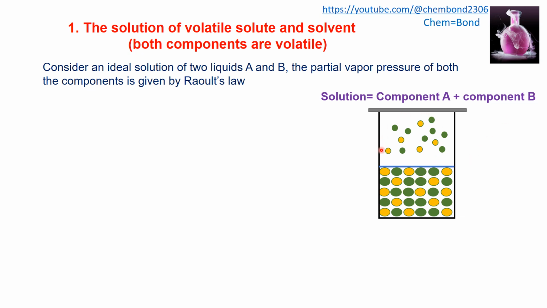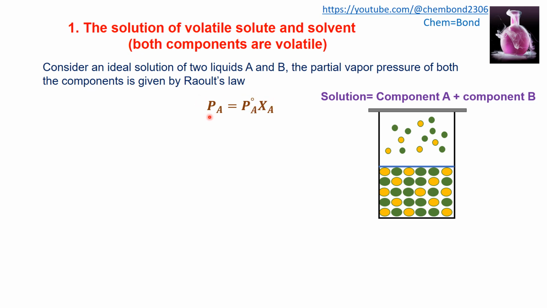So the vapor pressure exerted by these vapors is equal to the sum of the partial vapor pressures of both components. So according to Raoult's law, PA, that is the partial vapor pressure of component A in solution, is equal to the vapor pressure of pure component A multiplied by the mole fraction.